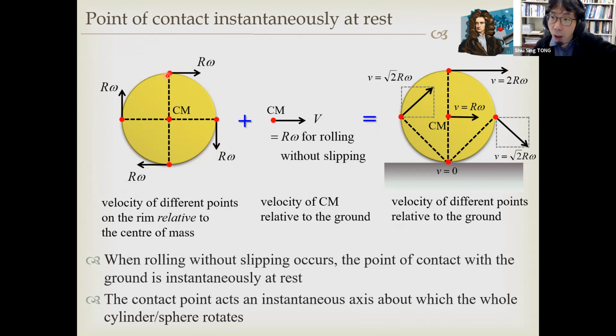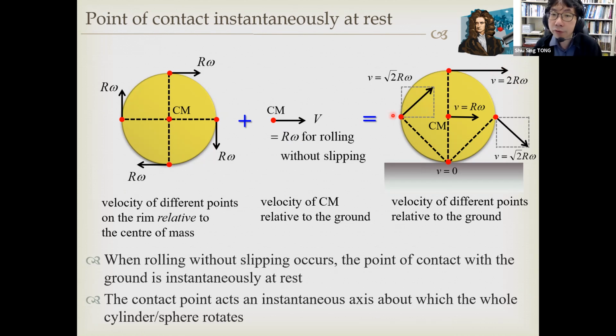For example, at the top of the circular object, the rotational velocity is to the right. The translational velocity is also to the right. So the sum of the two velocities will be 2r omega, because the translational velocity also has a value of r omega by our previous discussion. So at the top of the object, the total velocity of this particle is 2r omega.